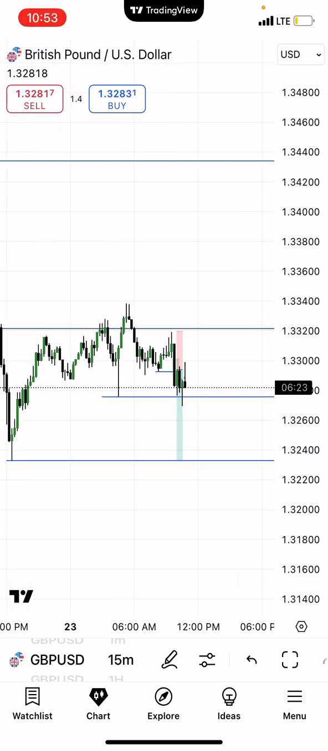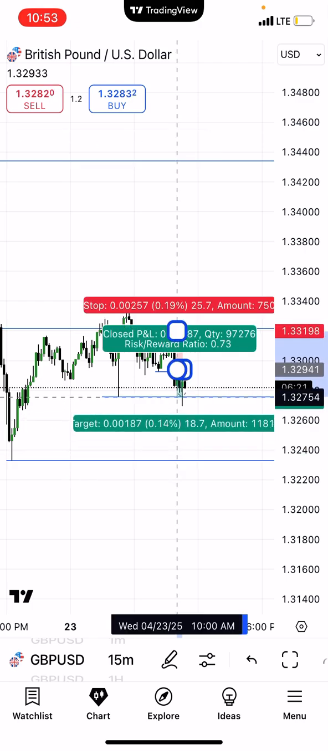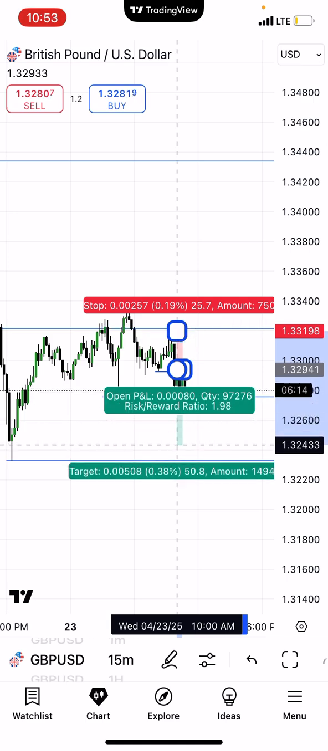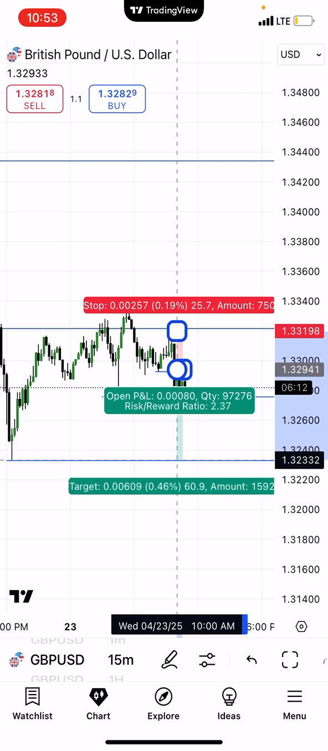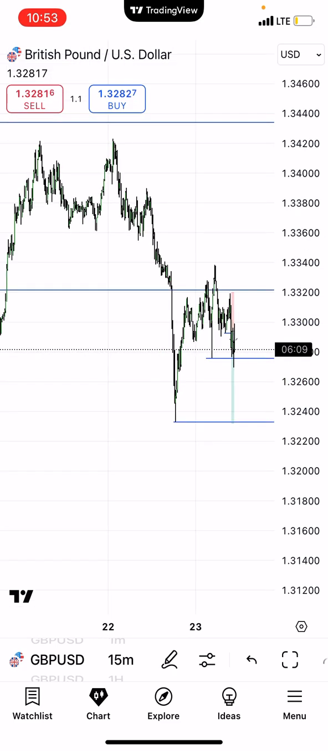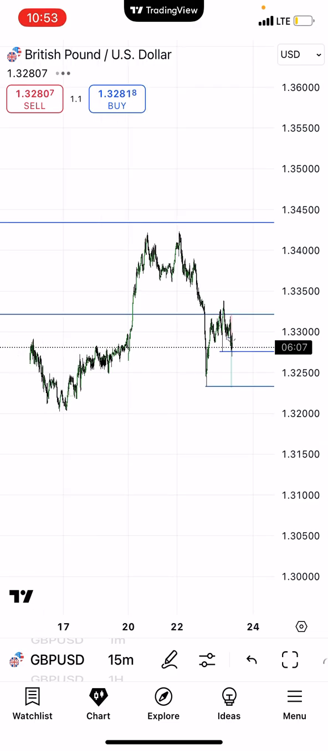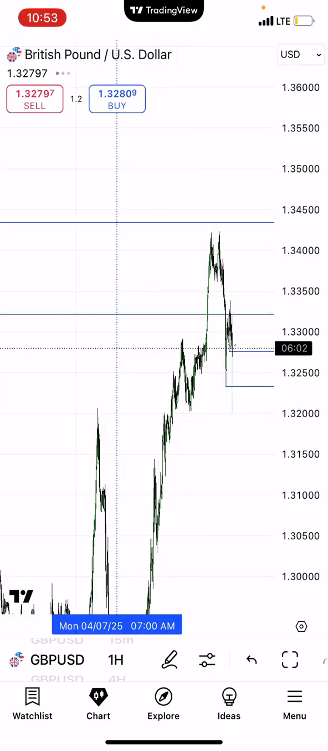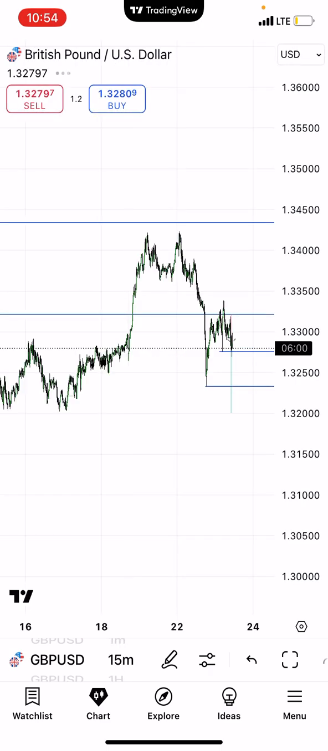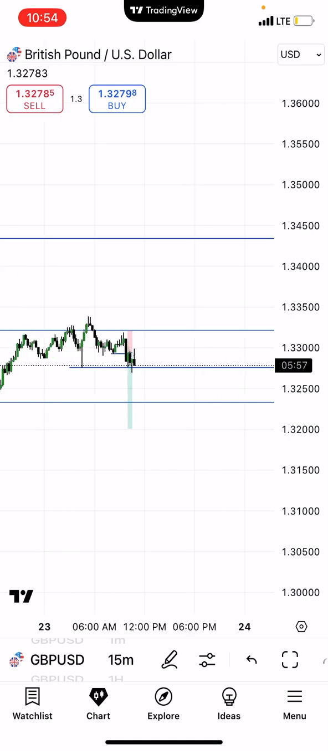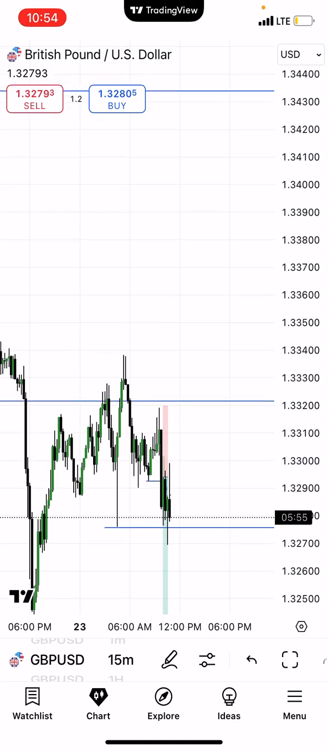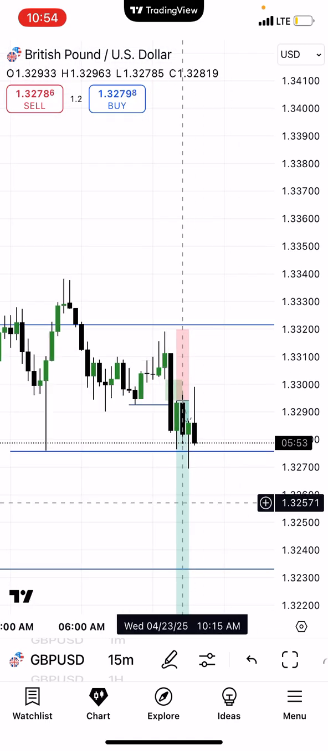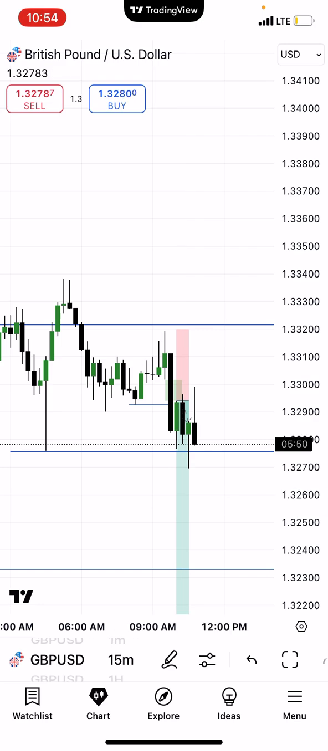So targets, this is the first target, almost a 1-to-1, but not quite. You still could have took partials off of. This would be my other target, and then the last target would be about right here, that'd be my overall target. So you would have entered in this trade at 10:15, so at the start of that candle.